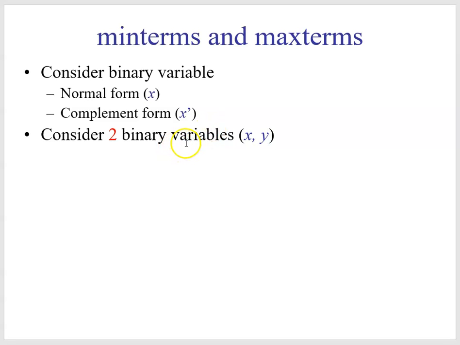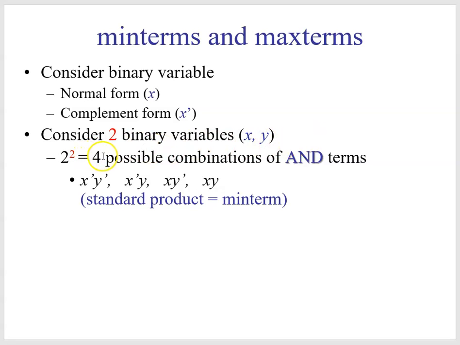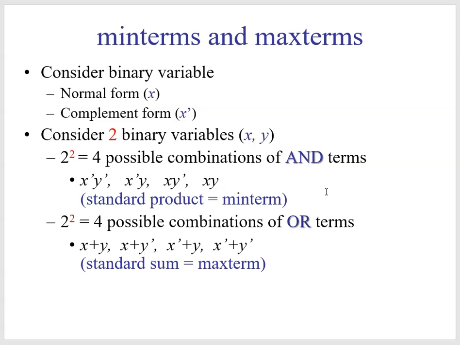If we then consider two binary variables, x and y, then we have 2 to the 2, or 4 possible combinations of and terms. We have x prime y prime, x prime y, x y prime, and xy. These are our minterms. These are the standard products, or the minterms, of a two variable combination. There's also 4 possible or terms as listed here: x or y, x or y prime, x prime or y, x prime or y prime. These are our standard max terms.